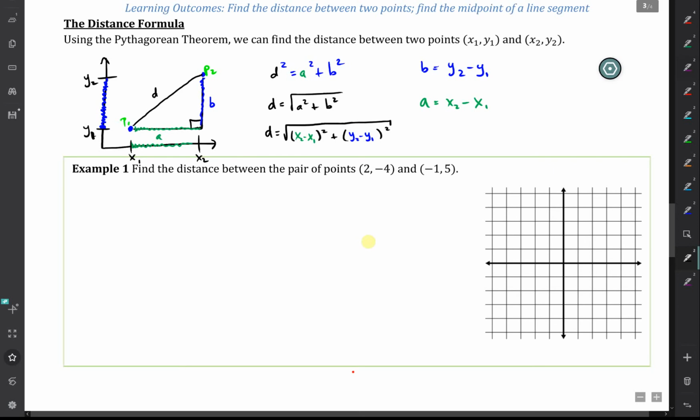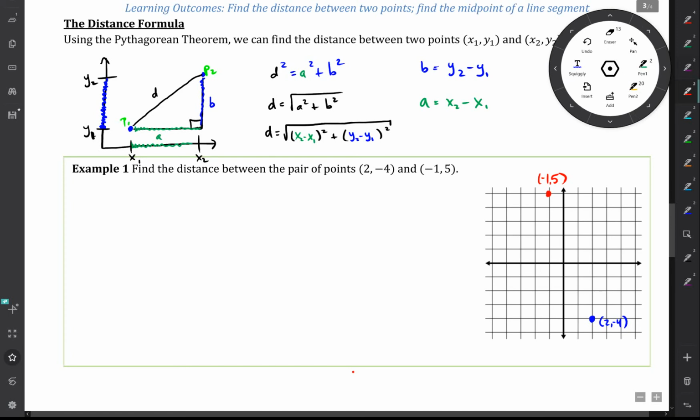So 2, negative 4 would be down here. 1, 2, 3, 4. So there's 2, negative 4. And let's say the other point is negative 1, 5. So 1, 2, 3, 4, 5. And we're asked to find the distance from there to there.